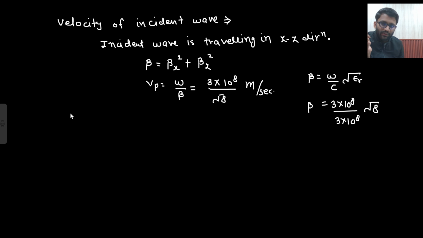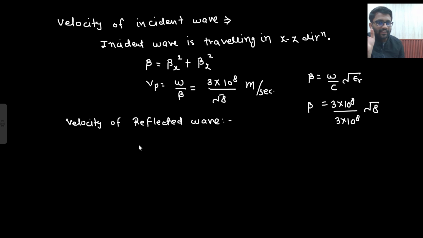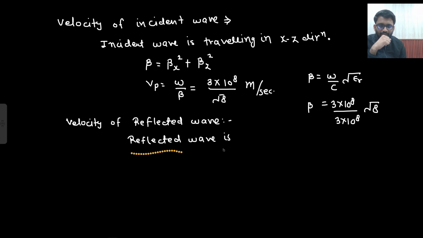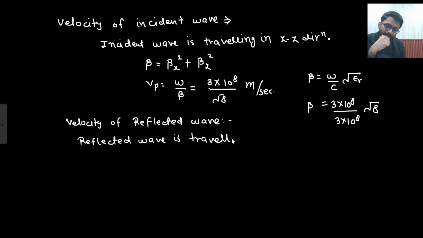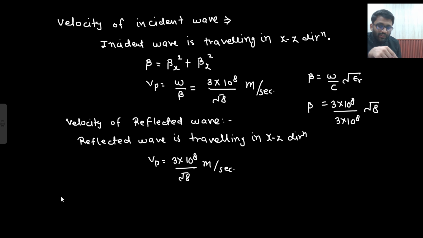And if I ask you what is the velocity of the reflected wave? That will also be the same, because the reflected wave is also traveling in the xz direction. So what will be the velocity? The velocity will be the same thing, 3 into 10 to the power 8 divided by under root 8 meter per second. Now if I ask you the velocity of the total wave in medium 1, then what will be your answer?